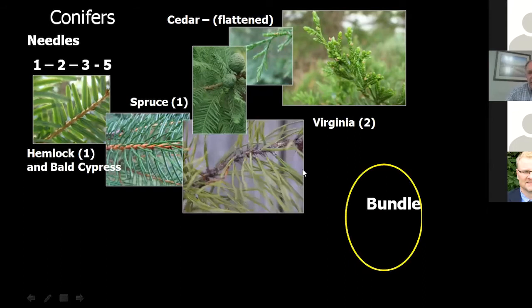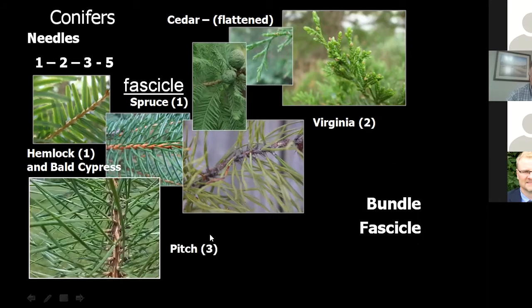Now, what we're getting into now are the 2 needles in a bundle. And you can see right here, this is the Virginia pine, and you can see where these 2 needles are growing out of the same bundle. And this bundle has a scientific name, which I want to introduce you to, and that is called fascicle. So whenever you have a fascicle, that means that you're on a conifer tree and there's more than 1 needle. So when you have a bundle of needles on a conifer, it is called a fascicle. Hemlock, bald cypress, spruce do not have fascicles. They are singly borne.